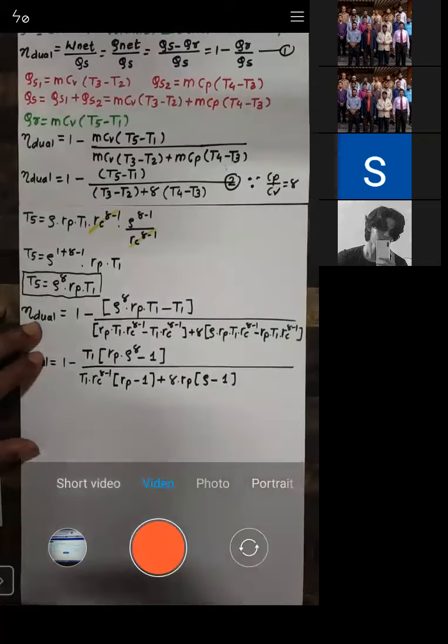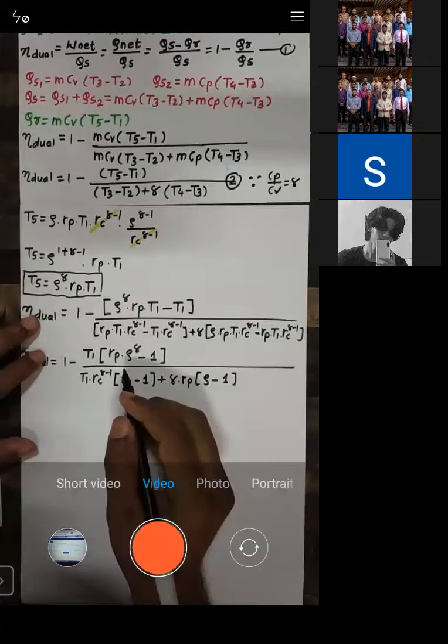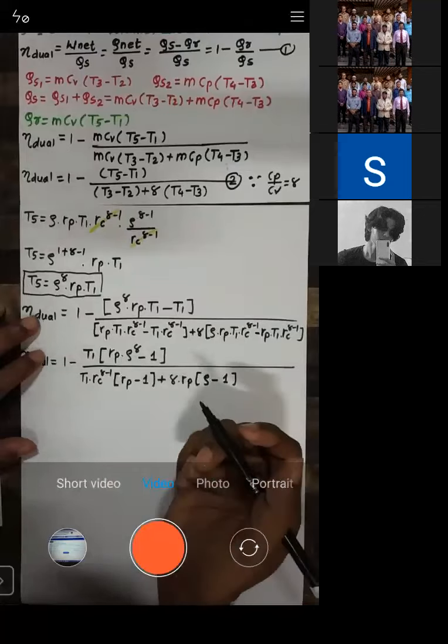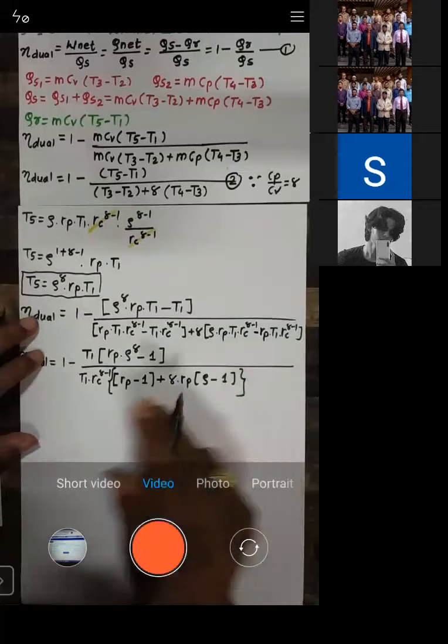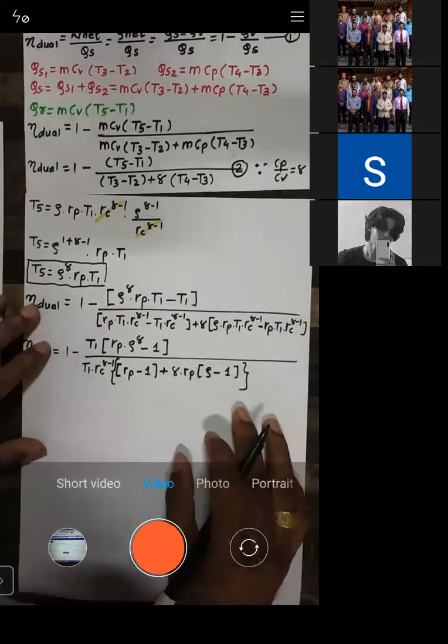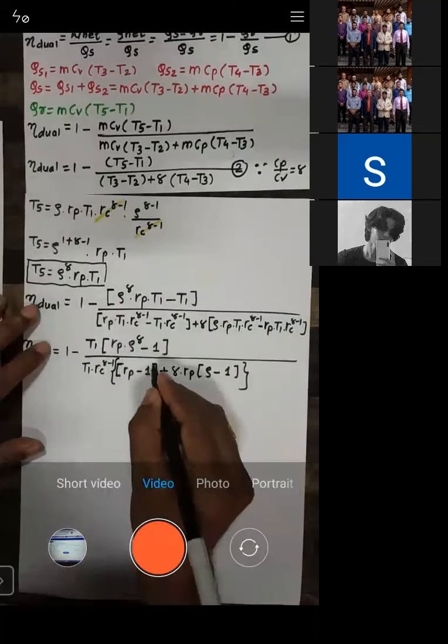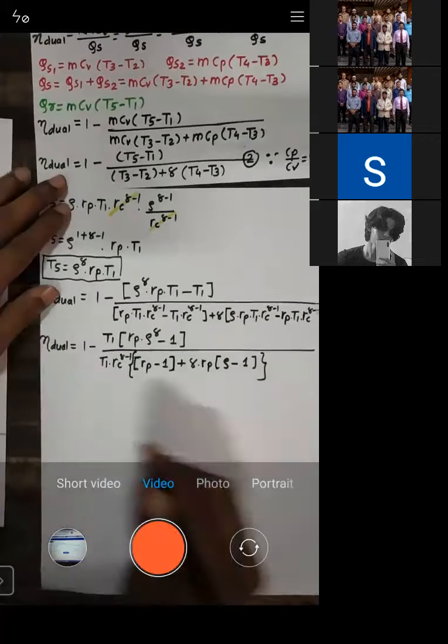Is that okay? Is that okay or not? Okay, so see what I will do here, I will just make a large bracket, because this term is common to all. Is that okay, all of you?